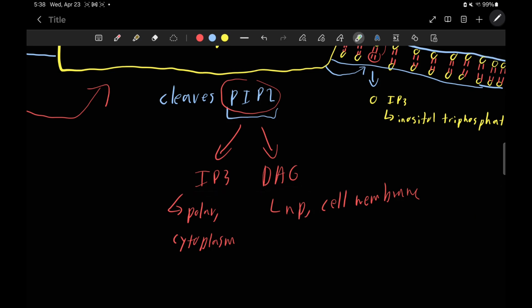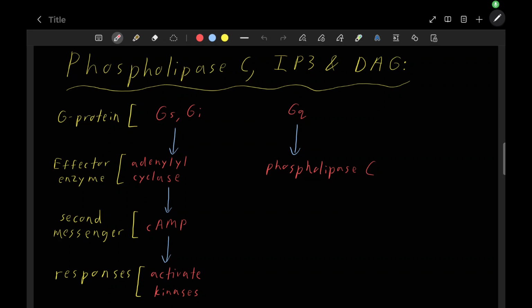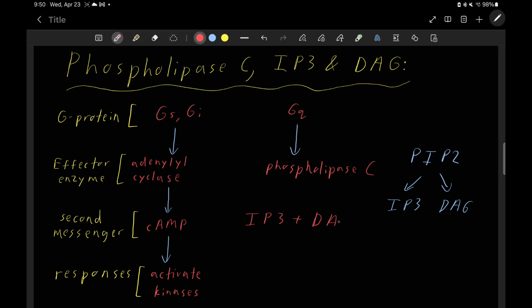So let's go back to our flowchart and make this clear. Now we've established that when our Gq protein activates our enzyme phospholipase C, what phospholipase C does is it cleaves our phospholipid in the cell membrane called PIP2, splitting it into two components, IP3 and DAG. And these are our two second messengers. So let's write them over here. You got IP3 plus DAG.